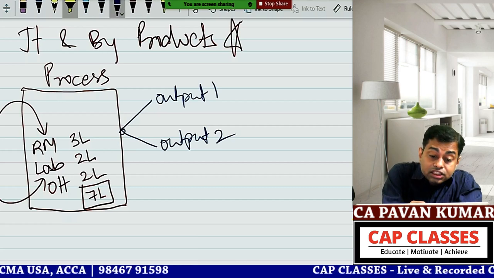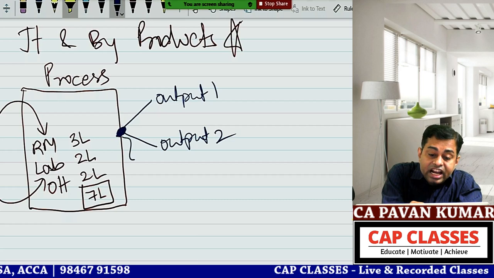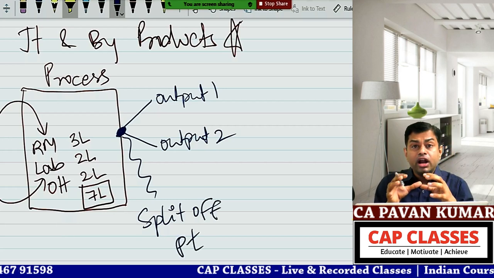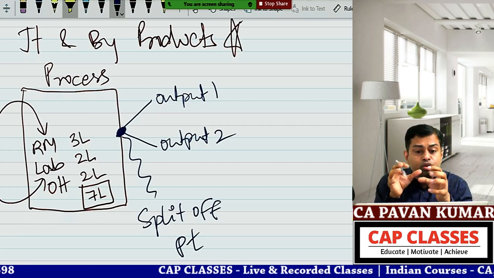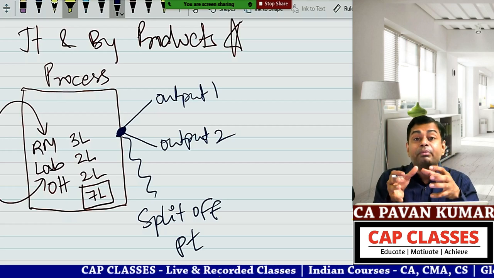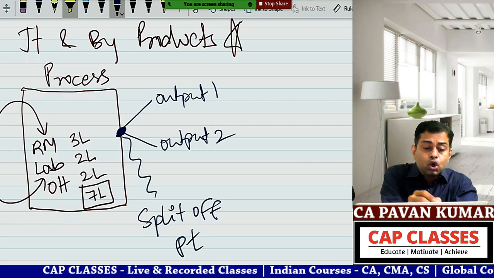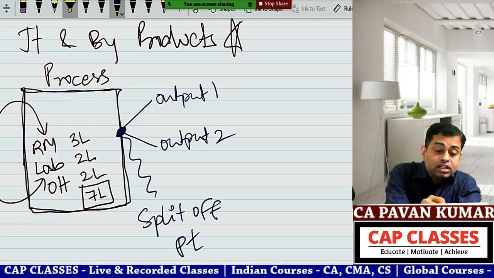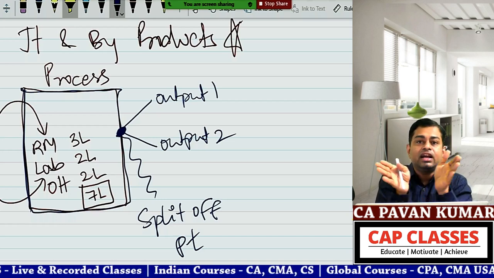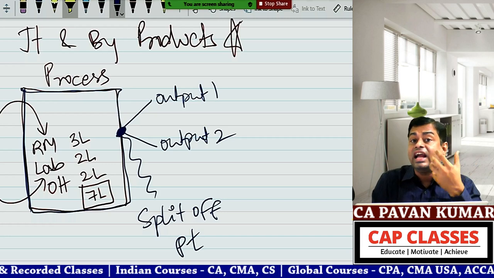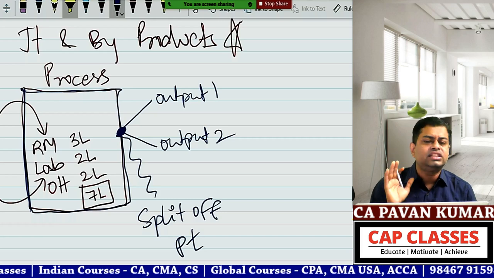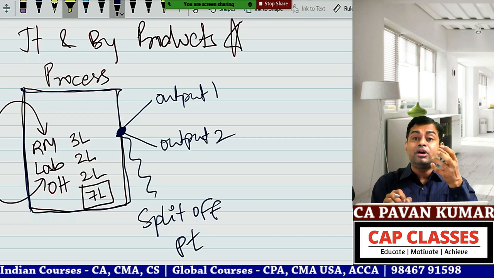Now, this is called the split-off point. The point where output 1 and 2, whether semi-finished goods or finished goods, split and get separated is called the point of separation. So in this box, they are the same, but at one point of the process they take diversions and have their own identity. Say you started the process, and on the 8th day, for the sake of example, output 1 emerged and output 2 emerged.